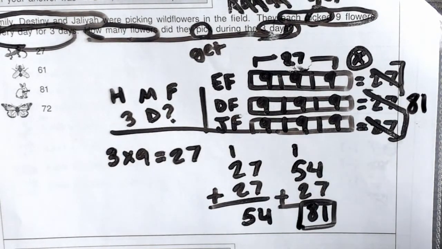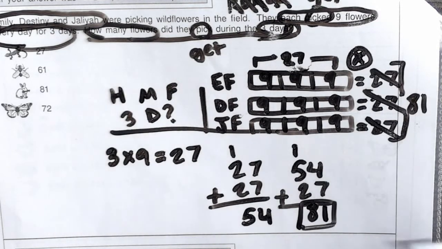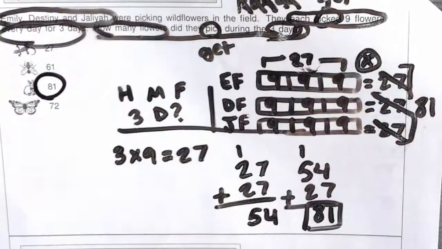So there is not just one way to draw the strip diagrams for this kind of question. This is just the way that I thought of from my brain, but really there's lots of ways that you could draw a picture for this. But no matter what kind of picture you draw, you're always going to end up with the same total of 81.